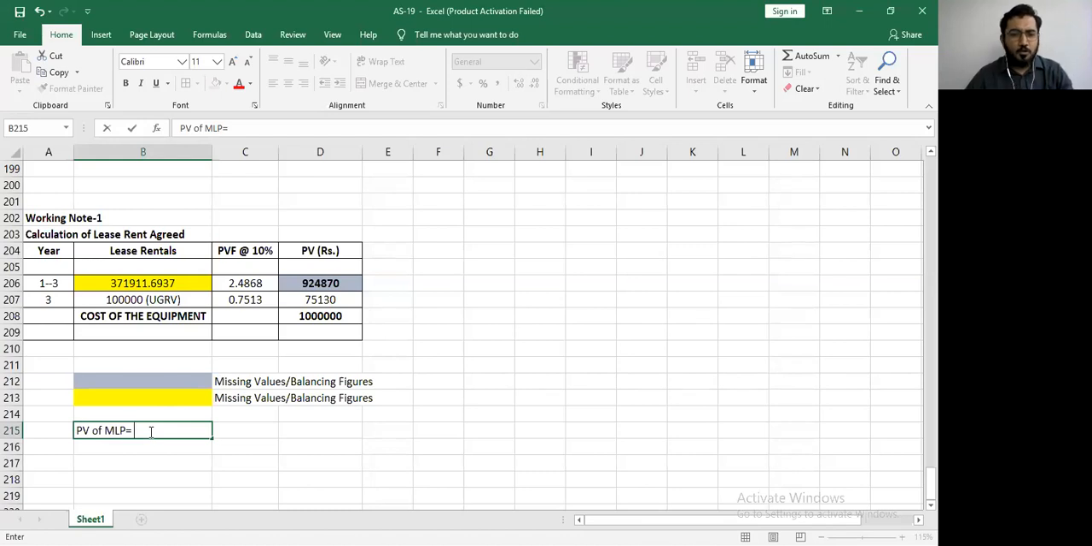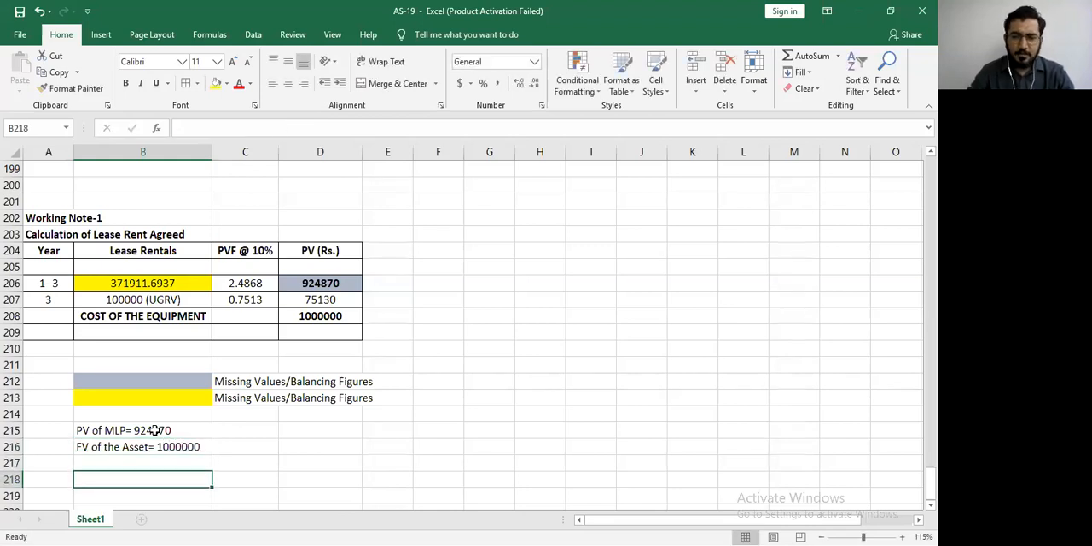Okay, now let's go to present value of MLP. You have 9,24,870, right? 9,24,870 is the present value of MLP. Can you tell me the fair value of the asset? On your chat box, fair value of the asset? 10 lakhs. Okay. One more question.